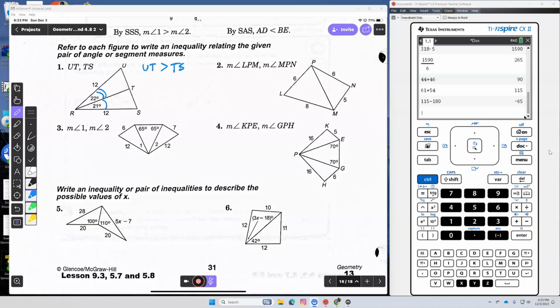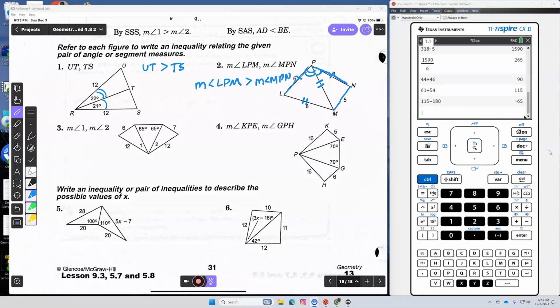We know that this is 6 and this is 6, so these two sides are congruent, and then they share this side. So we know that the measurement of angle LPM has to be larger, because this is 8, than this angle. So that's the measurement of angle M.